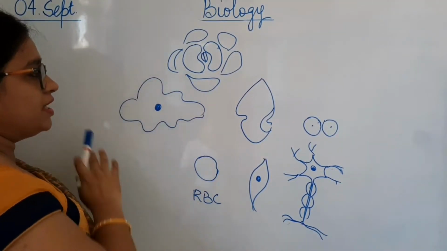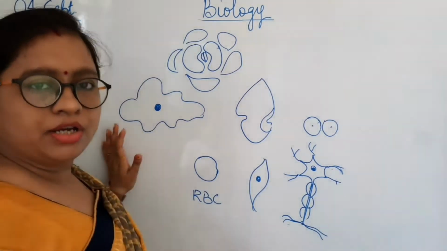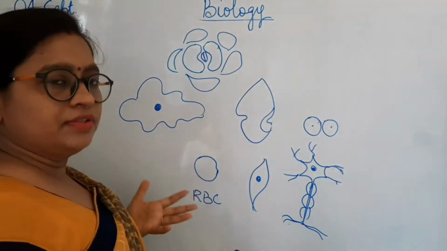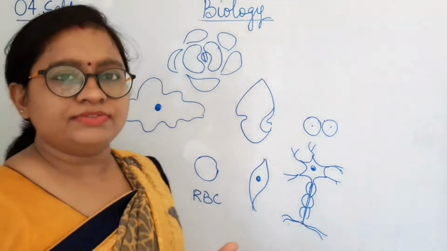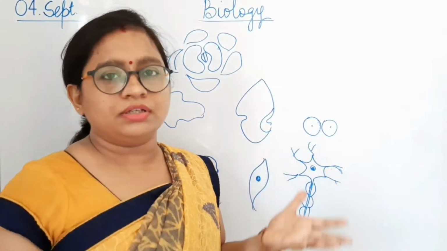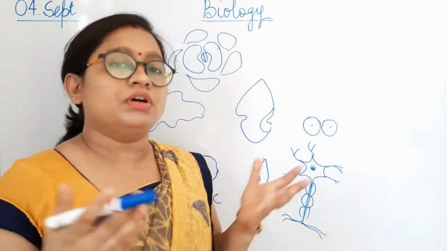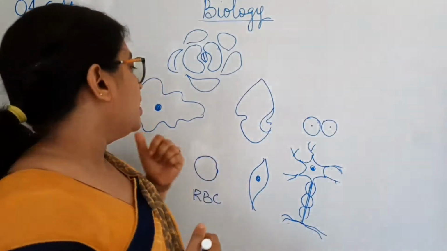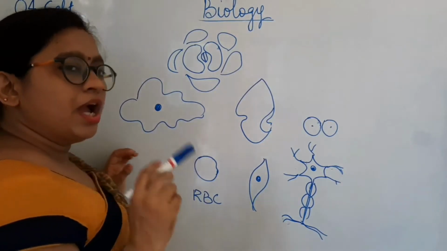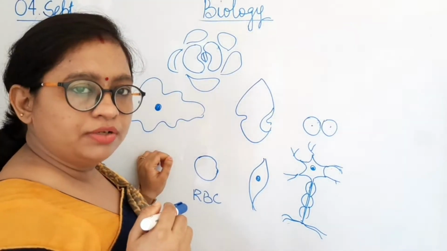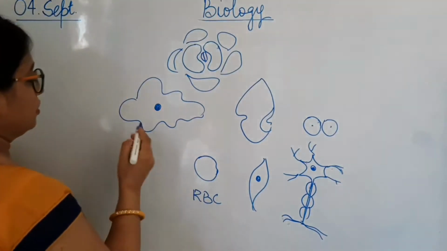Amoeba does not have any fixed shape. It is just an irregular shape. So why does it have an irregular shape? Since amoeba is a unicellular organism and it does not have any other thing to move or take its food, it uses this irregular shape, this finger-like projection. And what is this finger-like projection called? Yes, pseudopodia.